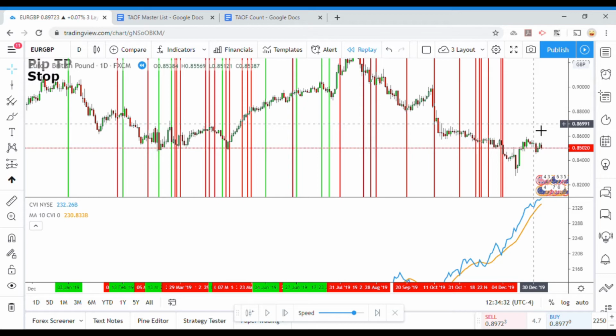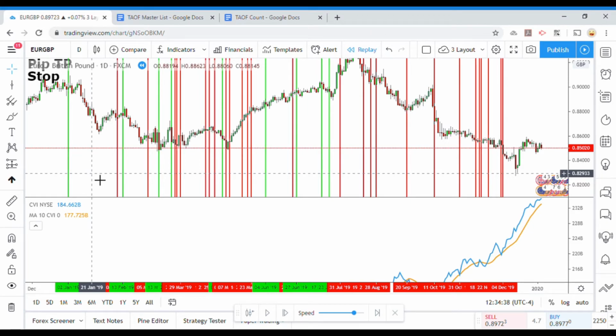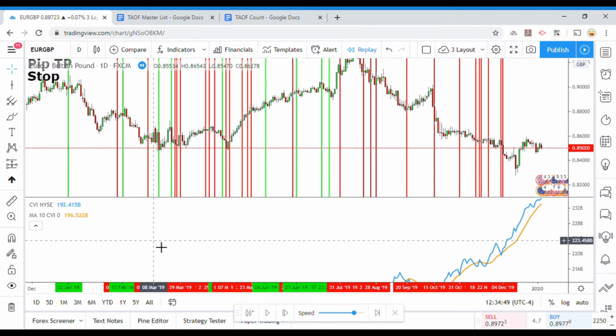So we need at least 22 wins to meet the 60%, and I would say it's a pretty safe assumption we're not going to get there. 1, 2, 3, 4, 5, 6, 7, 8, 9. 9 wins. So yes, it definitely does not meet the 60% win rate.